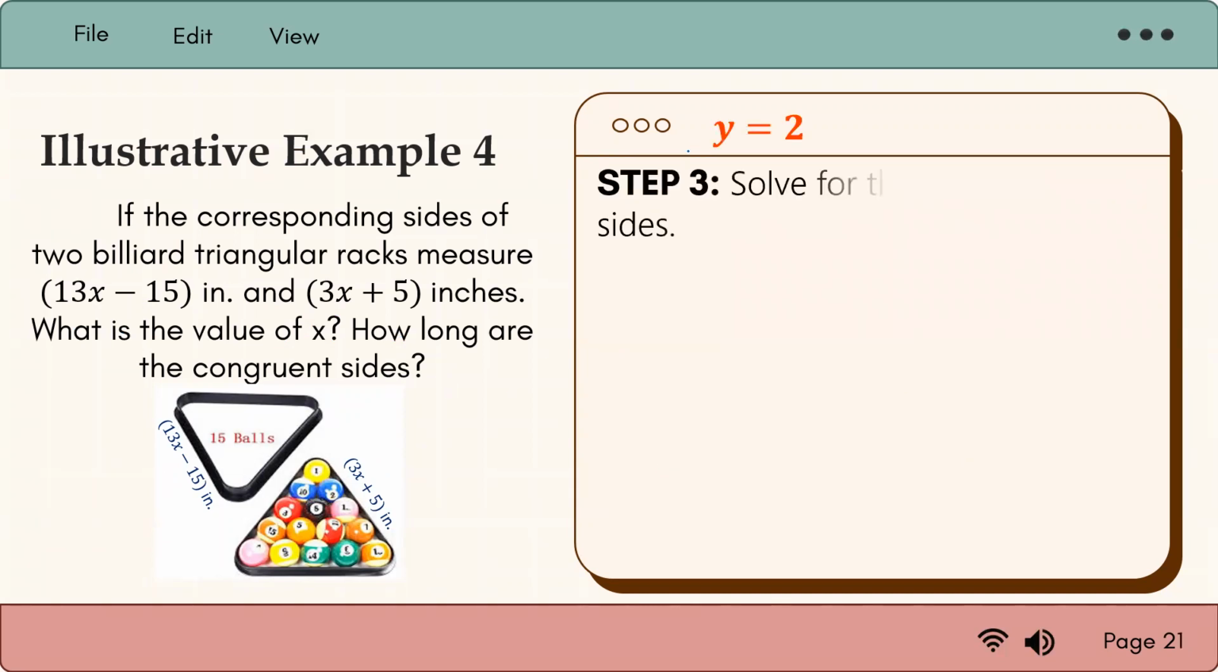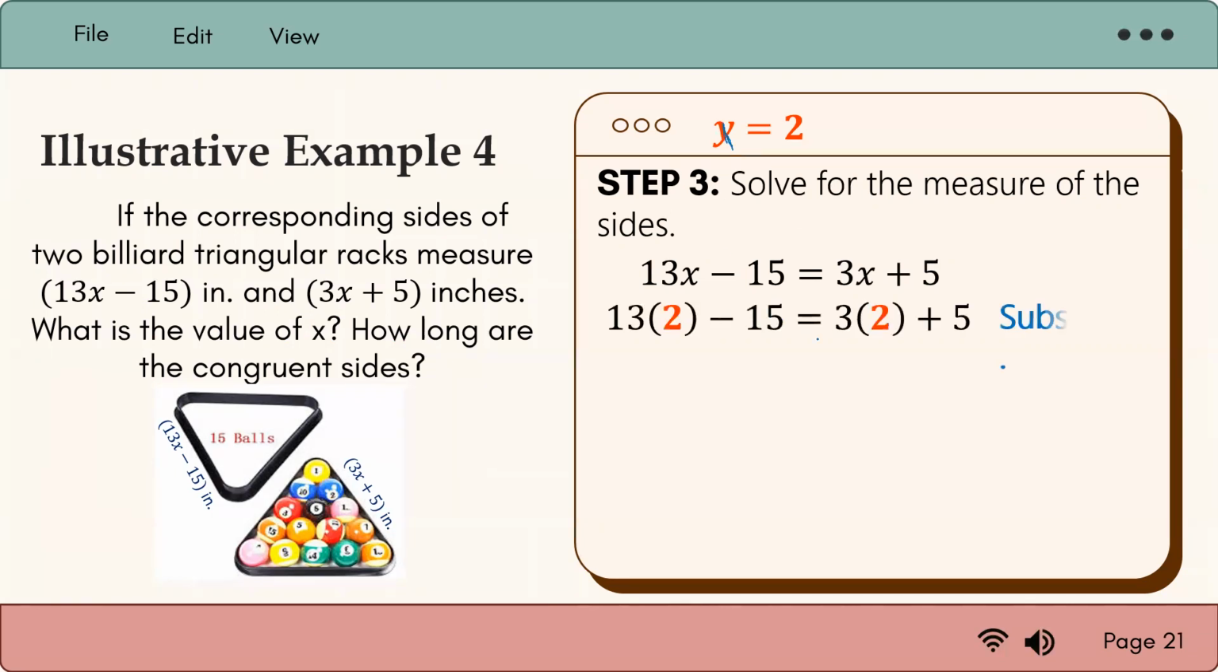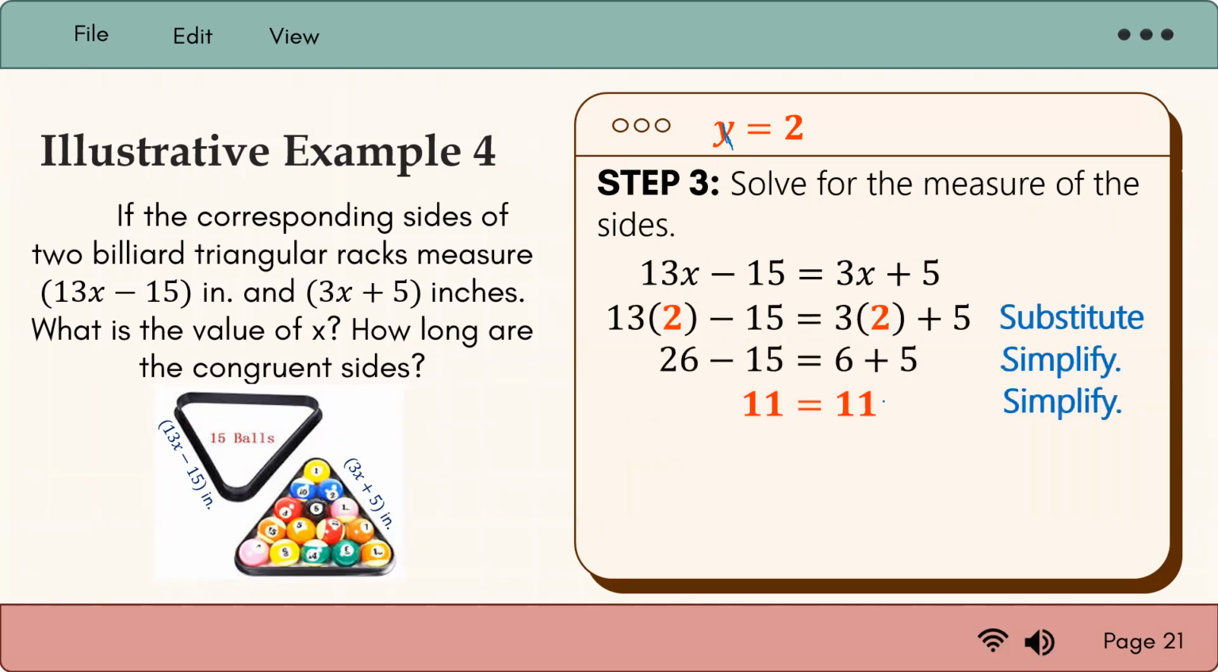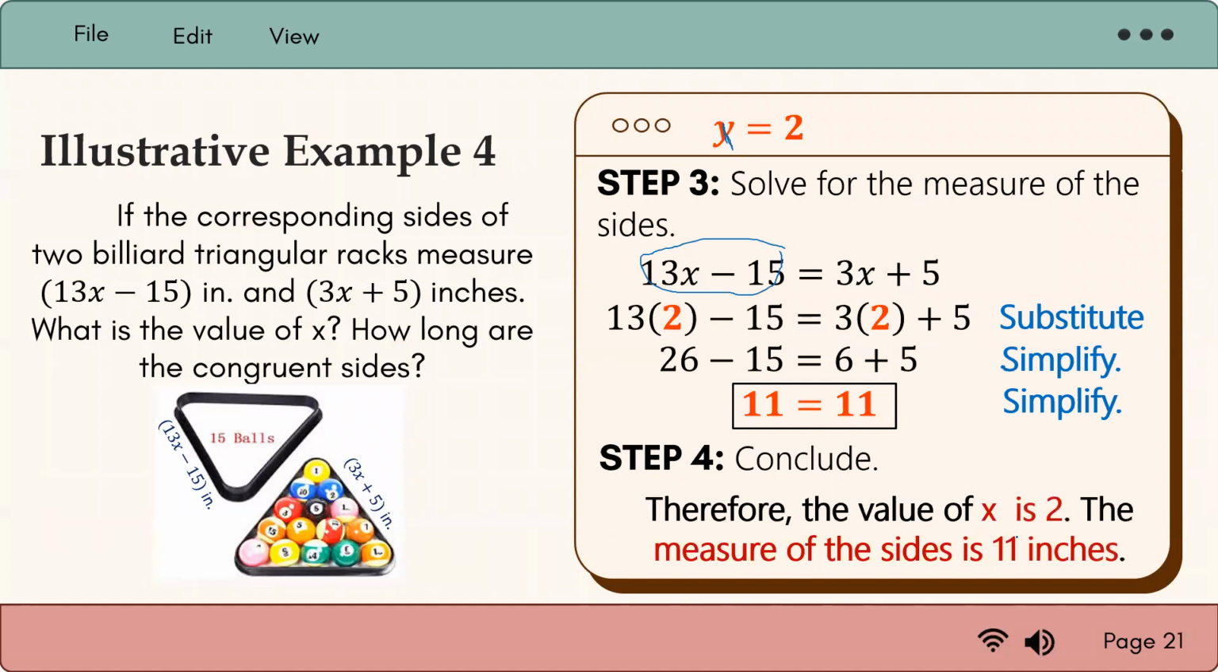We now go to the second question. If x is equal to 2, substitute it and see how much. It is not necessary to substitute in both; you may just use one of them. The purpose of using both is to check if they are equal, but you can just use either one. And that's the length of the two congruent sides, 11. Therefore, the value of x is 2 and the measure of the sides is 11.